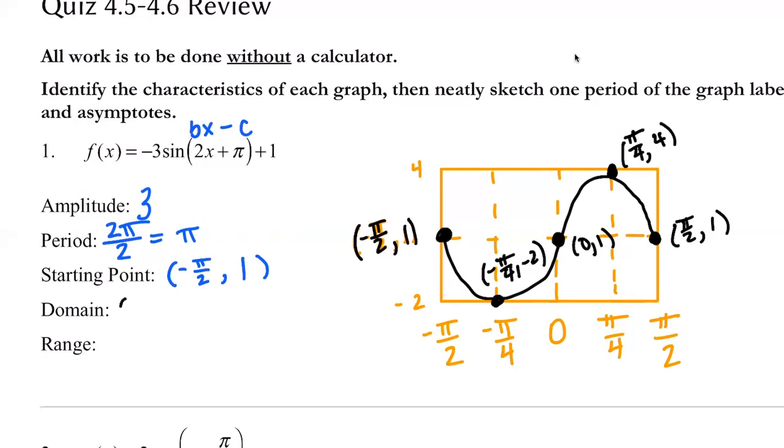Our domain for any sine or cosine curve is all real numbers. And then since we know that this graph oscillates in the frame, we can go to the bottom of our frame, to the top of our frame for our range.